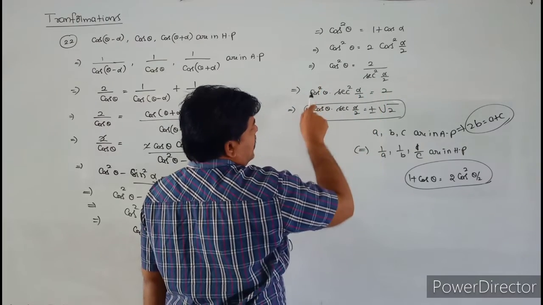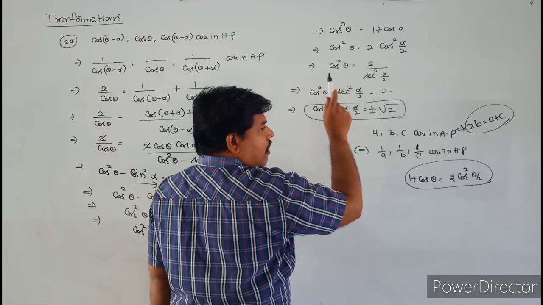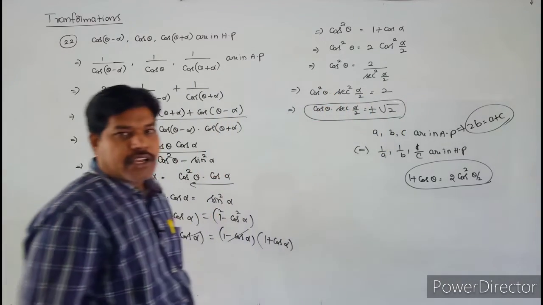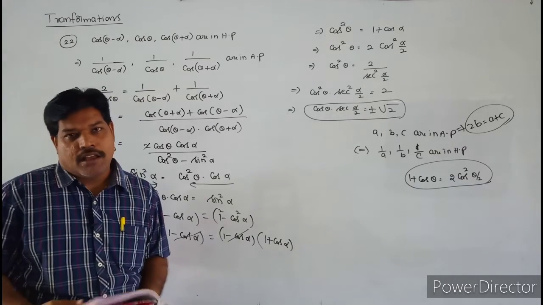And take this term to this side. Cos square theta into secant square alpha by 2, it will become 2. Remove the square on the LHS side, you will get a plus or minus square root on the RHS side. So that is the answer. So what is the answer, students? Answer 3 is the answer.